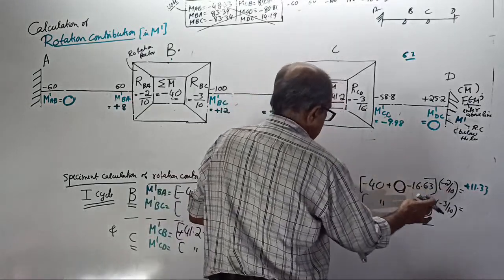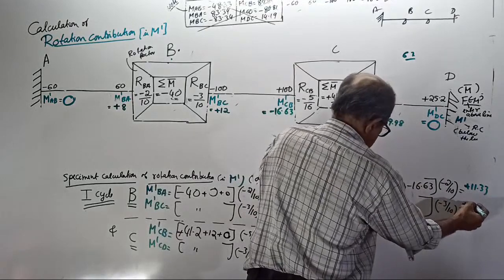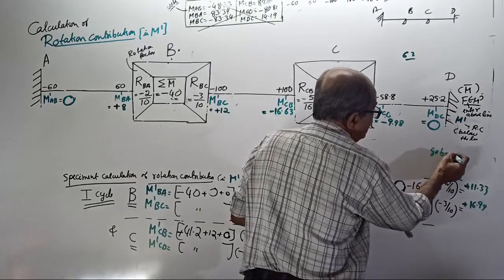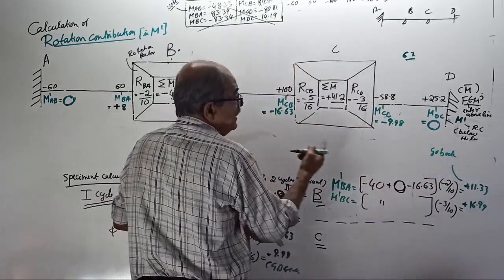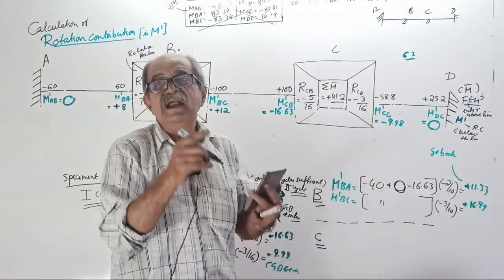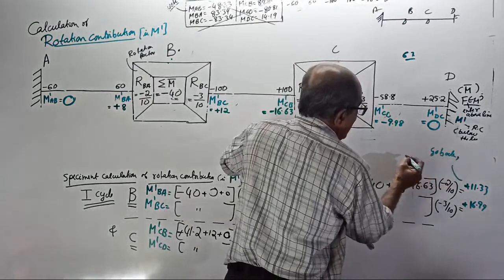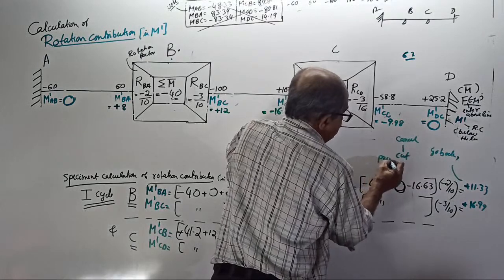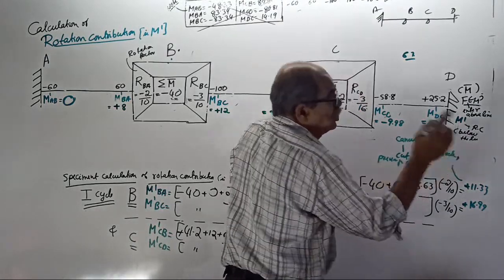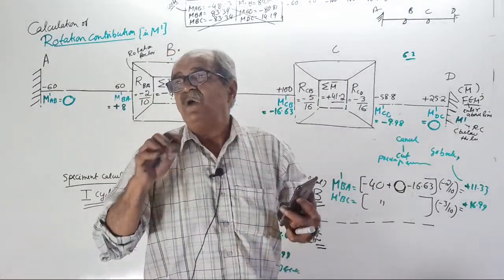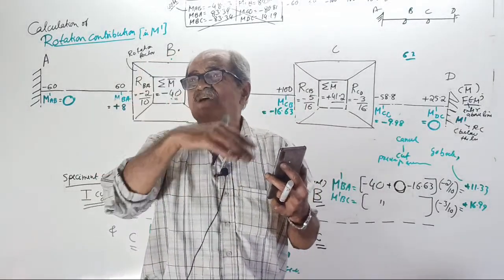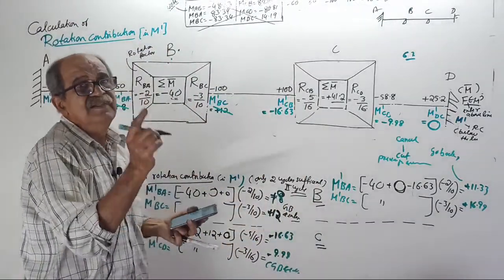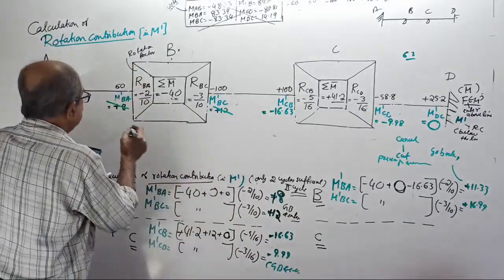It is not 2 by... yes, plus 16.99. Now remember, right? Go back and enter. But remember, this entry is not like the MD entry. It's a correction. Go back, cut or cancel the previous value and enter the new value. Clear? In Kani's method, when you once again come back, the previous value is cancelled. Cut, not add. Cut, and enter the new value.